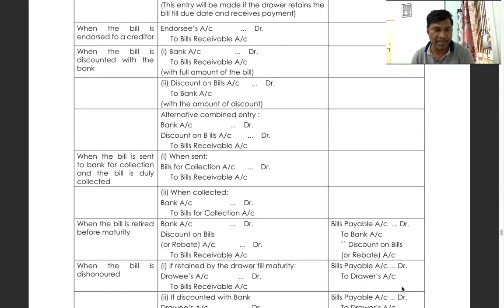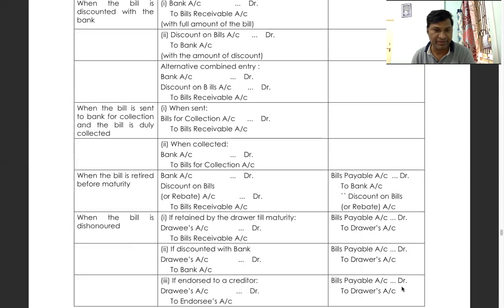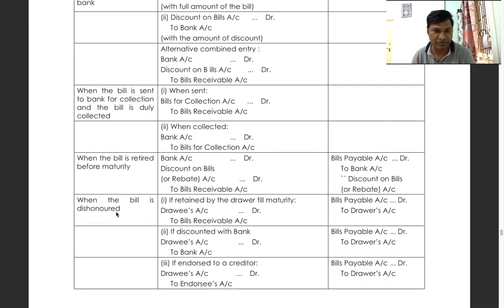Next, when the bill is dishonored, if retained by the drawer till maturity, and after that maturity date, if it is dishonored, when he goes and presents it and the amount is not paid to him, the drawer's account is debited to bill receivable account if it is retained till the maturity. The same is entered as bill payable account debit to drawer account in the books of drawee.